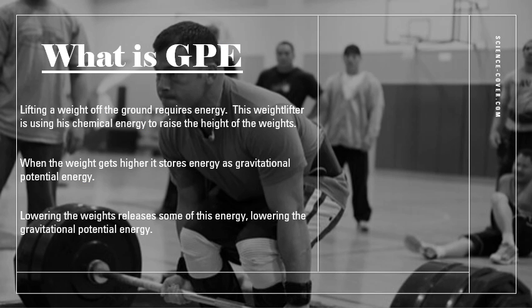Lifting a weight off the ground requires energy. This weightlifter is using his chemical energy to raise the height of the weights. When the weight gets higher, it stores the energy as gravitational potential energy. Lowering the weights releases some of this energy, lowering the gravitational potential energy.